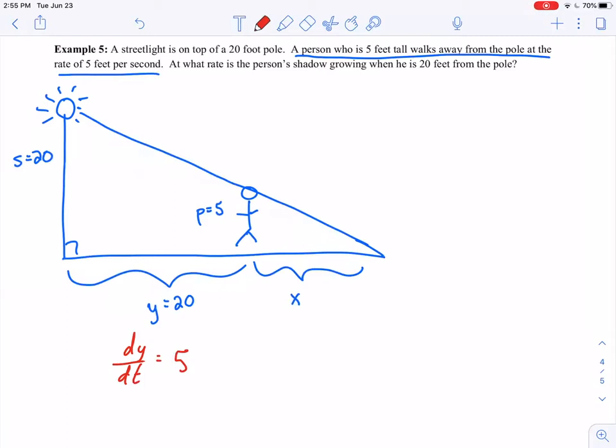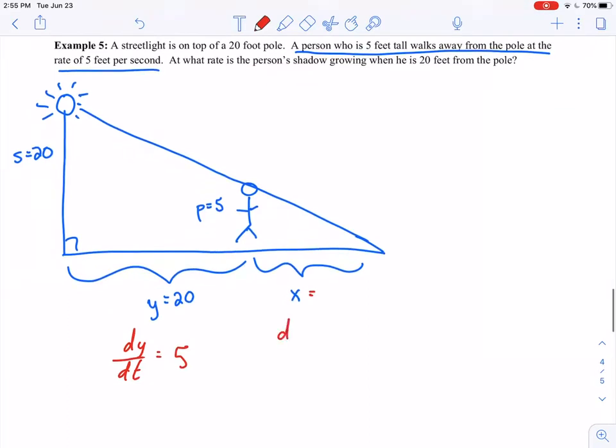What else do we know or want to know here? It says, at what rate is the person's shadow growing? So we said this represents the person's shadow. We don't know what x is, but again, we could probably figure it out. I'm mostly interested in the rate at which the person's shadow is growing. So I'm interested in how this side is changing. So what is dx/dt? How is that side changing? So this is what I'm after. What is dx/dt? If I can figure that out, I'll figure my problem out.